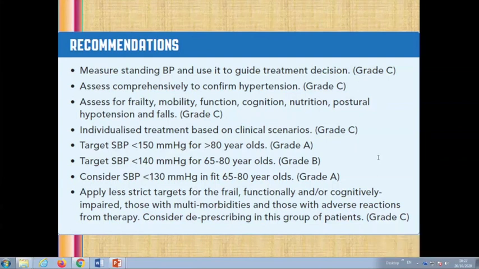Okay, let's look into the other one. Apply less strict target for frail patients and all the other patients that I told you earlier, and consider deprescribing in this patient group. If the patient is a very frail patient, we should consider deprescribing. I think I've already talked about deprescribing, right? So every drug we can stop whenever we need.